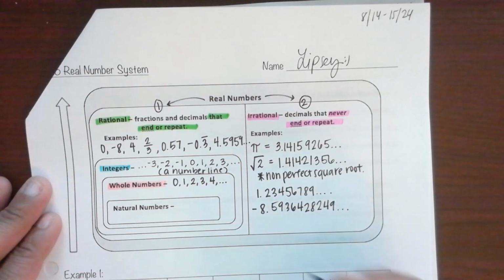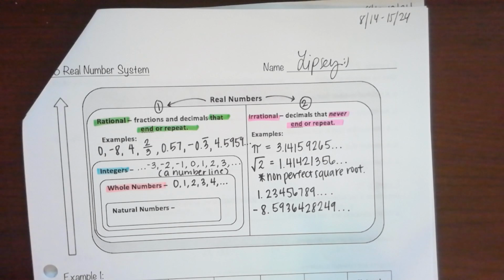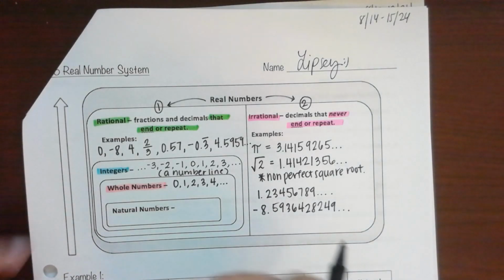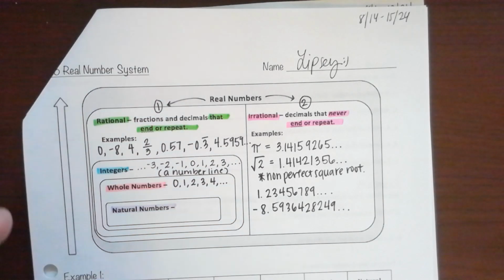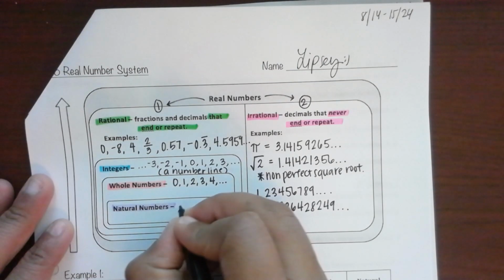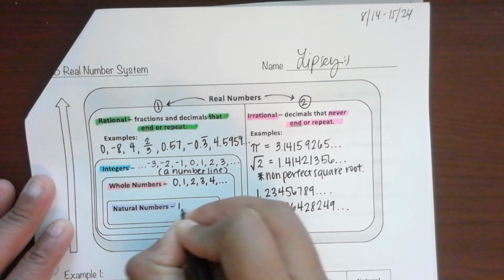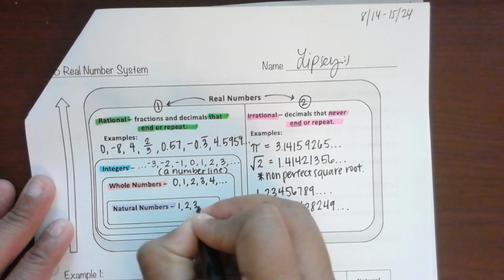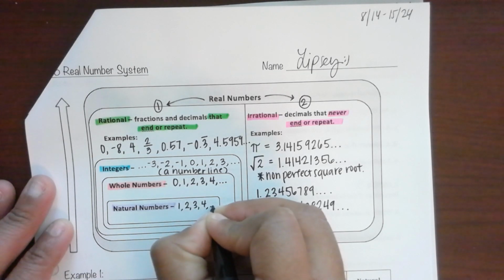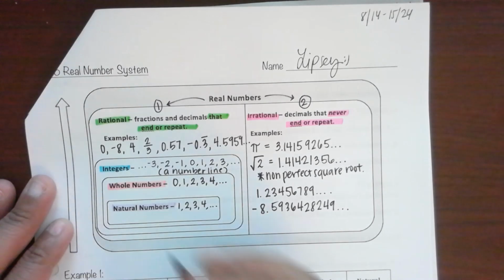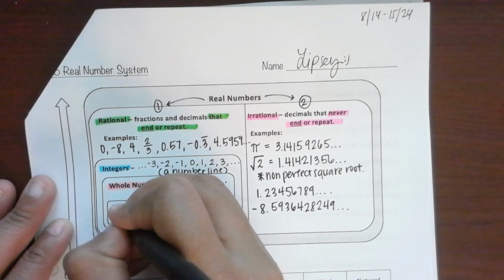So, looking at natural numbers. What do natural numbers start with? 1. Because they're numbers that you can do what? Count. So it starts off with 1, 2, 3, 4, and onward. These are our counting numbers.